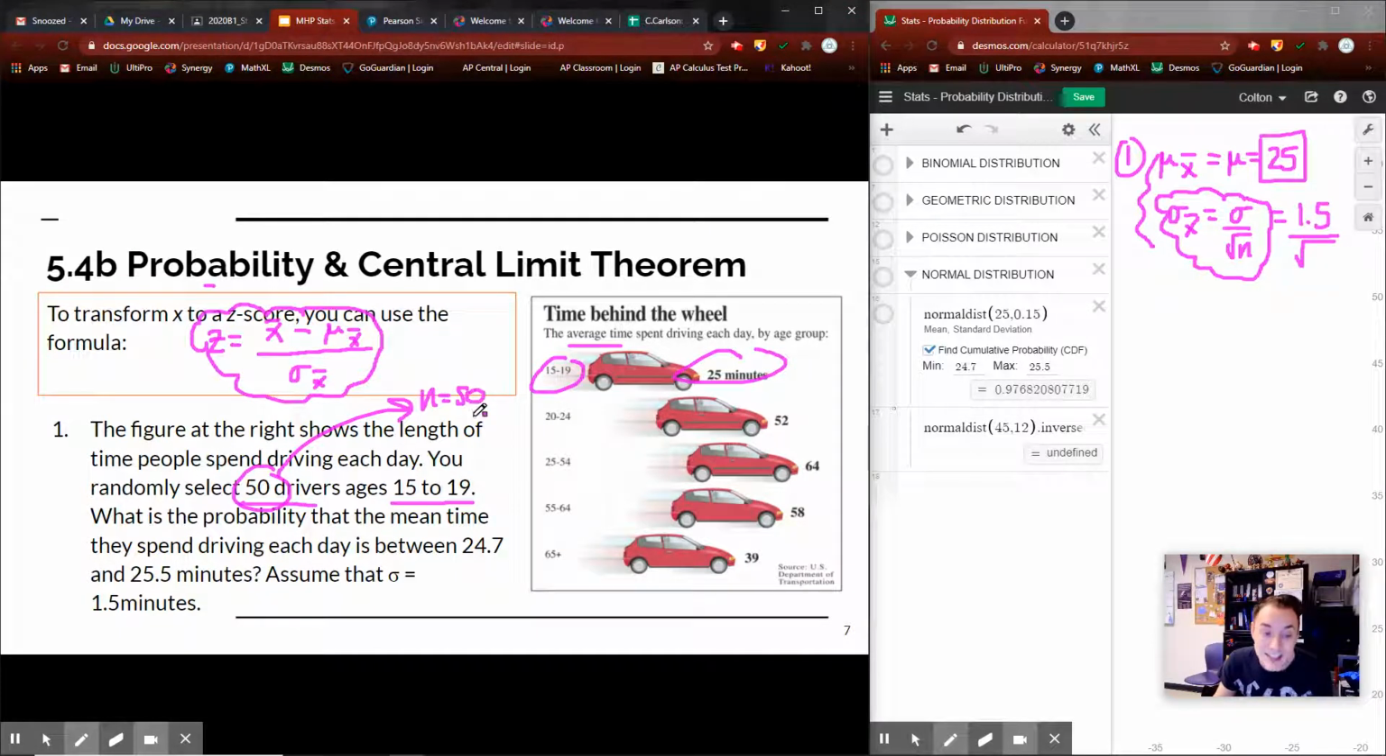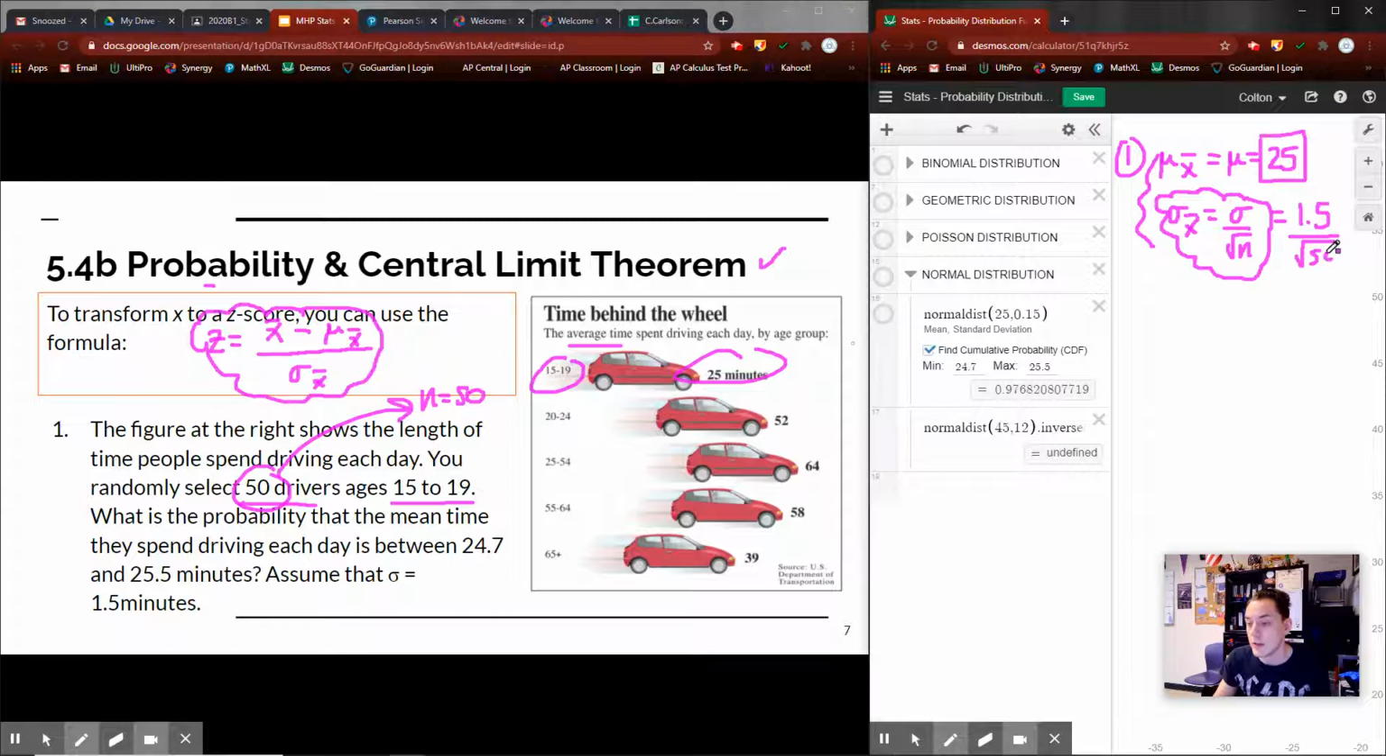Now, it doesn't say that my population is normally distributed, right? However, since this is greater than 30, the central limit theorem does apply. And so now I can take that 50 and put it right here. When I do that real quick, 1.5 divided by the square root of 50, I get 0.2121. So this is the standard deviation of my sample means. Fantastic. So now I'm going to go to my second step.